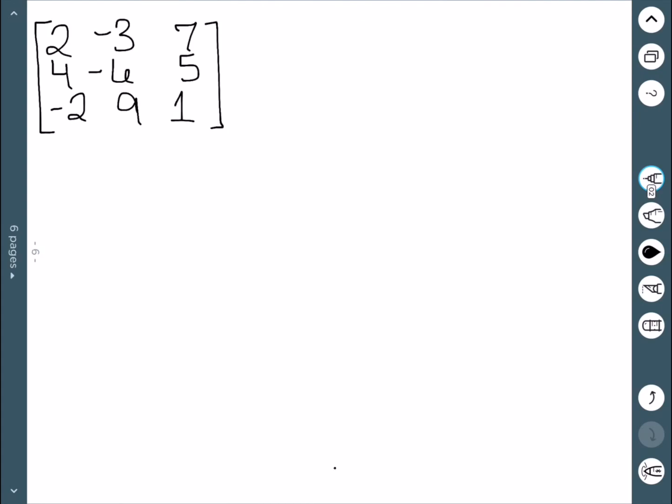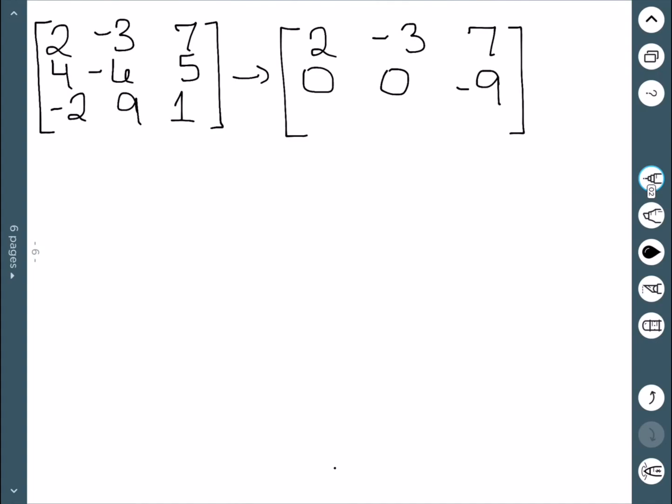Let's try it again here. Once again, our first row is set, and we need to get zeros underneath this 2. I can get the first one by doing negative 2 row 1 plus row 2 to get negative 4 plus 4. That would then be positive 6 minus 6. And then negative 14 plus 5, which is negative 9. To get the last 0, I would just add these 2 rows. Negative 3 plus 9 is 6, and 7 plus 1 is 8.